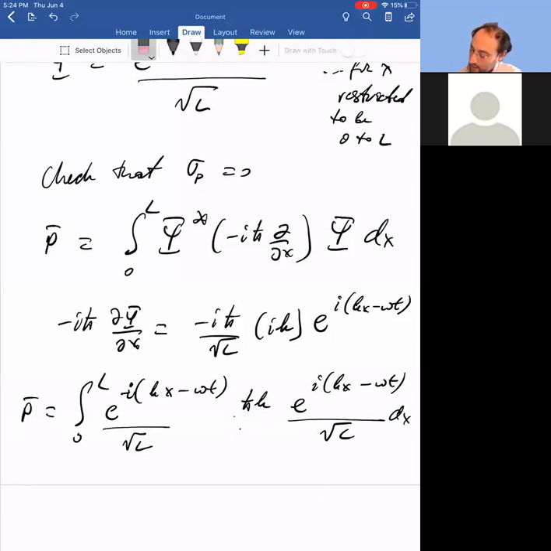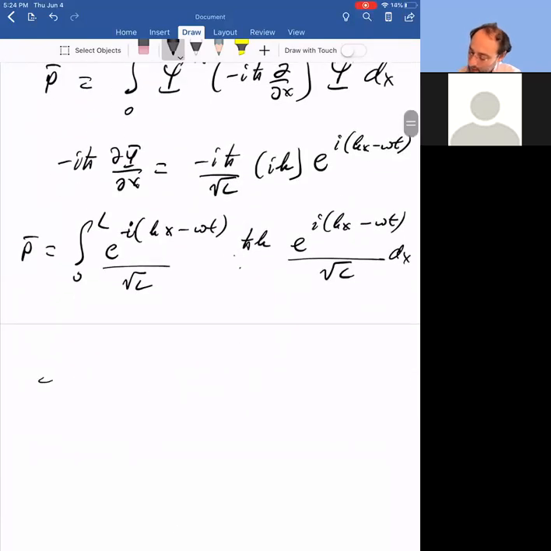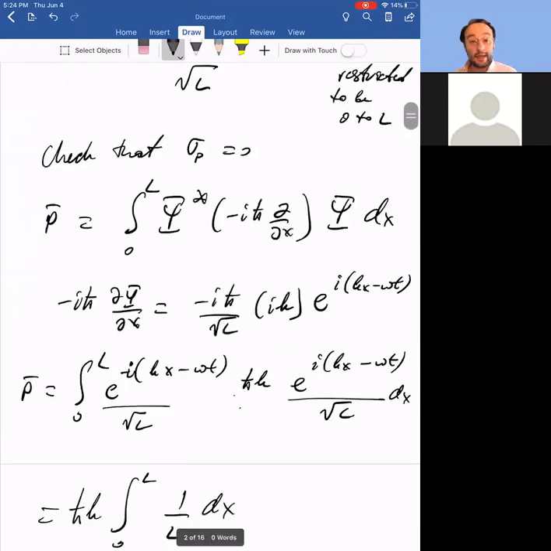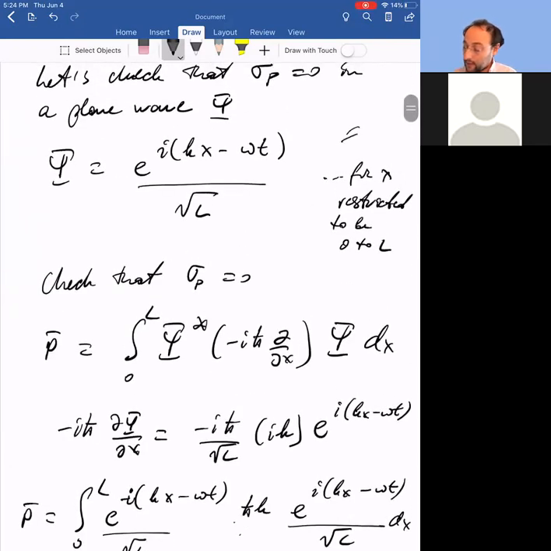h bar k is a constant. So this becomes h bar k times the integral between 0 and L of 1 over L times 1, because e to the minus i something times e to the i something equals 1, dx. This gives you h bar k, L over L, 1, it's h bar k. Okay, that confirms, well, that makes sense. If this is the wave function of wave number k, it corresponds to a momentum h bar k.